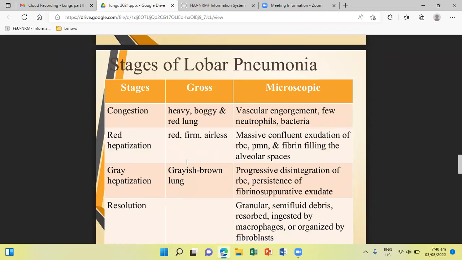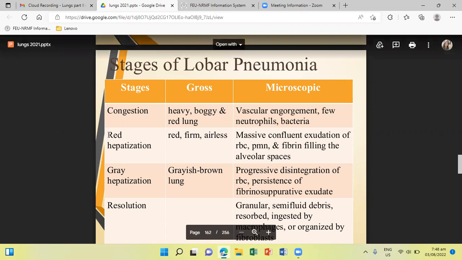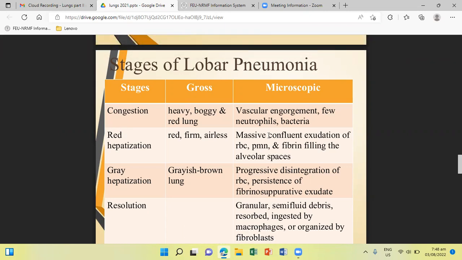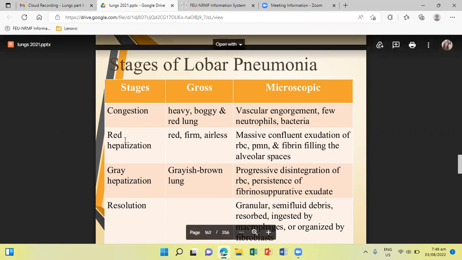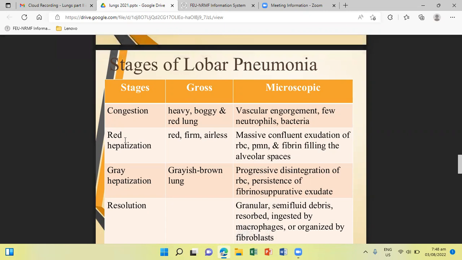You have congestion, red hepatization, gray hepatization, and resolution. So these are the 4 stages of inflammatory response that are classically associated with lobar pneumonia. It is called hepatization because the lung assumes a liver-like consistency. The red here should remind you that microscopically, there is confluent exudation of red blood cells. Okay, that's why the color is red. And the crepitancy is lost. That's why it is called hepatization.